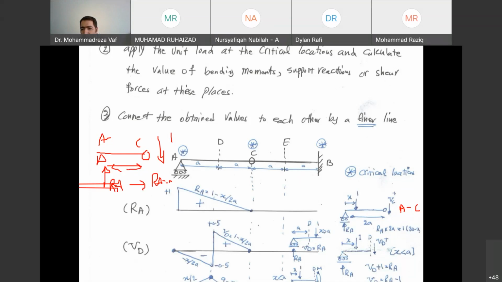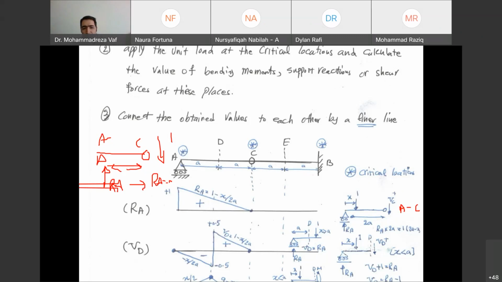Okay, Nura Fortuna. Yes, Doctor. Okay. Alhamdulillah, one person at least I can hear. How does the influence line for bending moment at point C look like? It will be 0. At 0, meaning it's going to be 0 at point C?